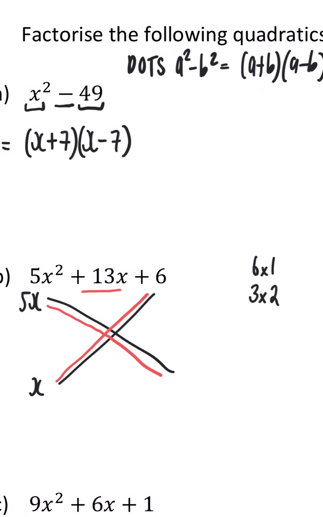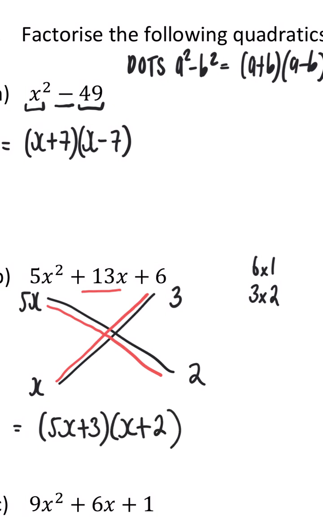So I'm thinking to myself, if I put a 3 down here, well then I'm going to get 15x, 5x times 3, and that's already way too big. We want 13x, so we know the 3 doesn't go there. I'm thinking if I put a 2 here, that gives me 5x times 2 is 10x, plus then a 3 goes here, x times 3 gives me 3x, well 10x plus 3x does give me 13x. So that means my factors are 5x plus 3 times by x plus 2.